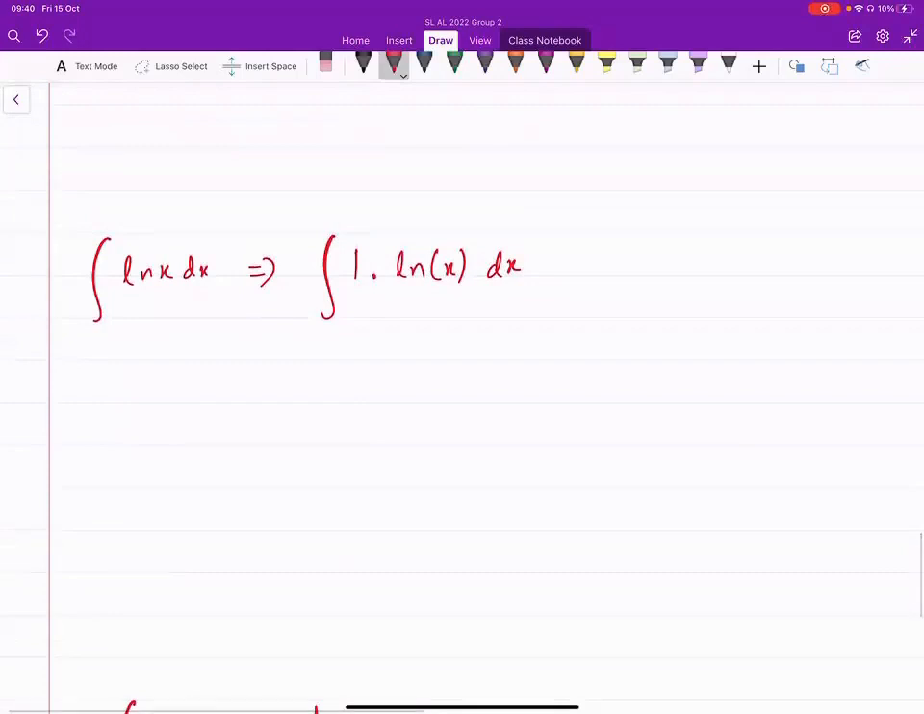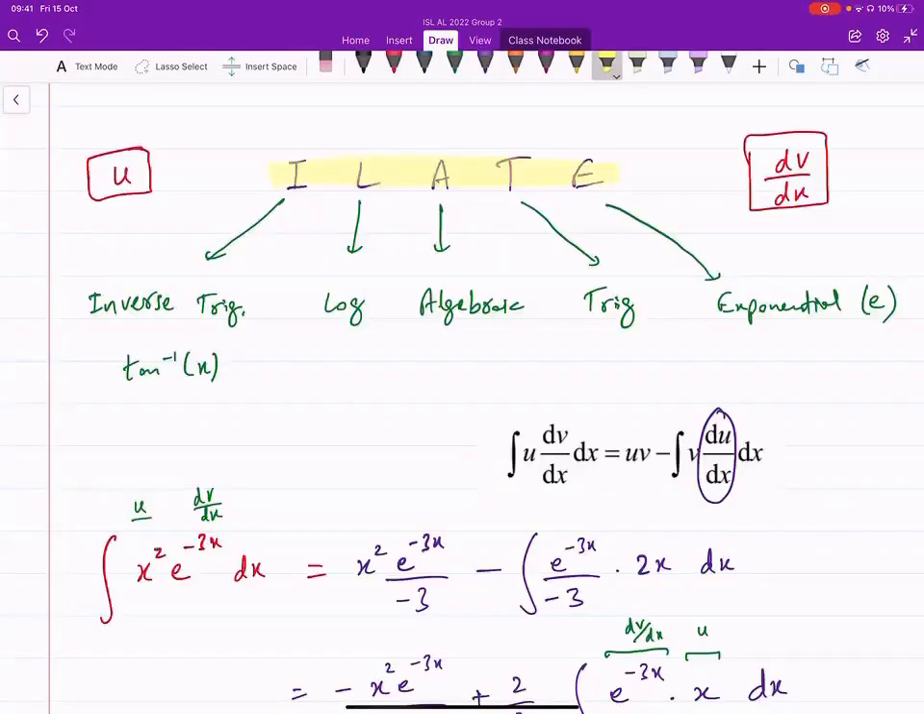We get 1 into log of x. Now we can apply integration by parts on this. How is that going to be applicable? Which one should be u, and which one should be dv over dx? Let's look at ILATE. Log is here, and algebraic 1 is like a constant, so let's assume it algebraic. Log is on the left side, so it should be u. The problem is we can't integrate log directly, we don't know its integral. If we suppose it as dv over dx, how would we integrate it? Then we'd apply integration by parts again on that. That doesn't make any sense, right?